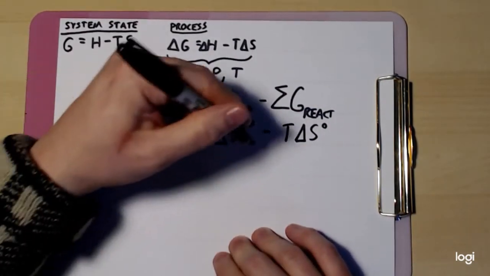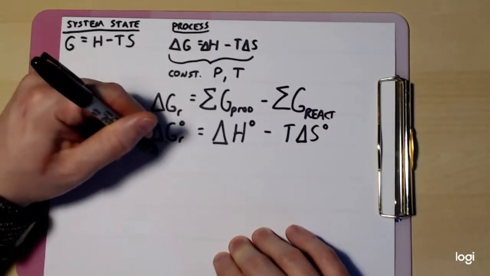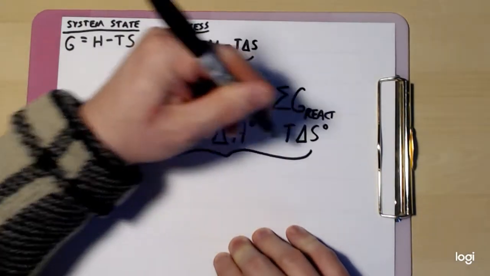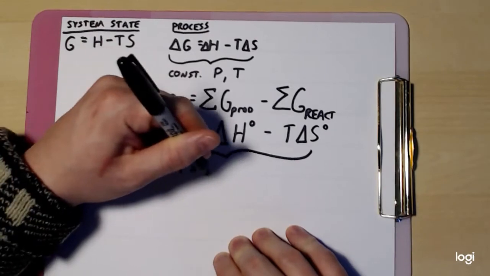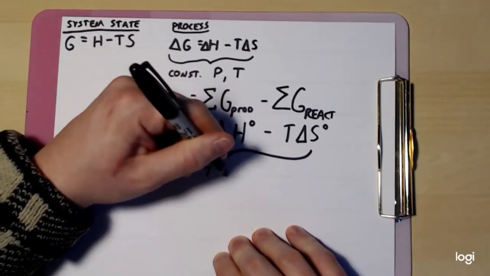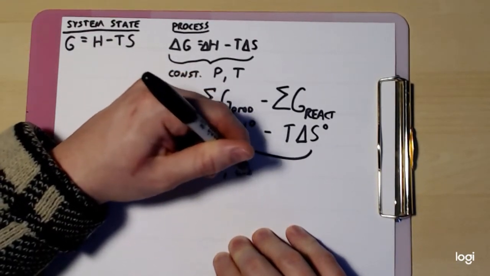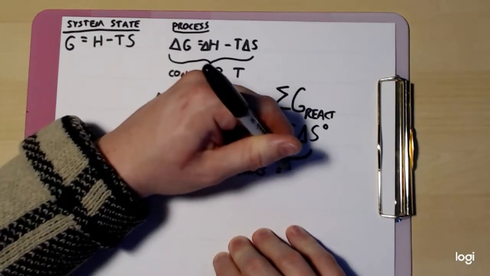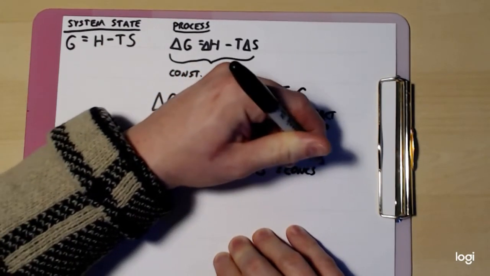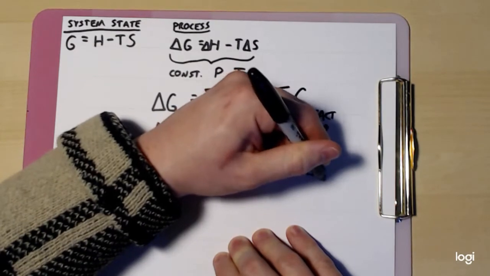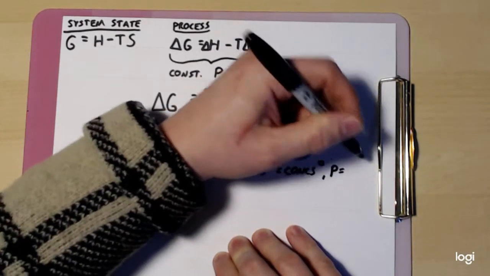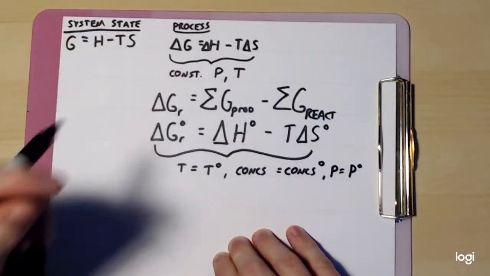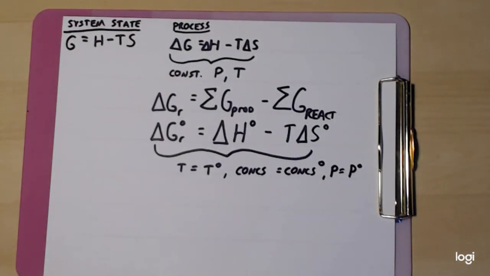And if you put little degree signs over these, then that indicates you're measuring something at a standard state, which we've discussed before. That means temperature equals standard temperature, 298.15 Kelvin. The concentrations equal standard concentrations, so that's unit activity, 1 molar or 1 bar pressure, depending on if it's gaseous or aqueous, and a standard pressure.